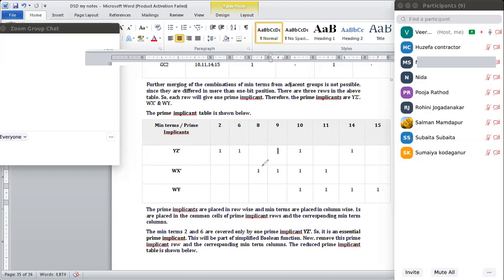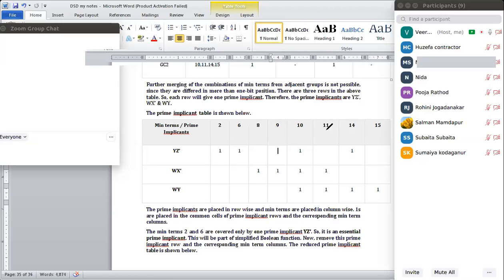Now here, 8 and 9. See, WX bar is the prime implicant. Out of that, the values of minterms 8 and 9 are 1 and 1. And these 8 and 9 are not covered by some other prime implicant. They are covered by a single prime implicant. So 8 and 9 are also essential prime implicants.